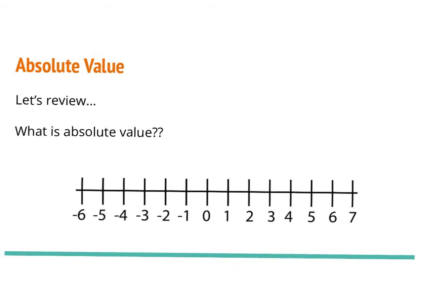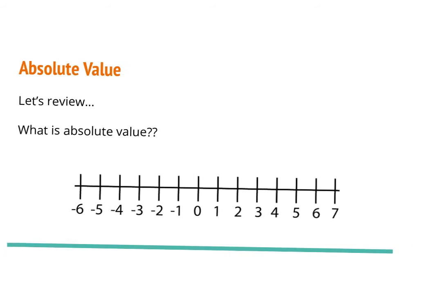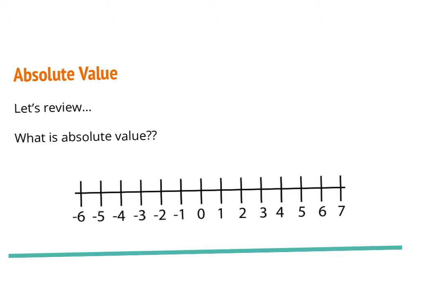Okay, so let's review what is absolute value. Let's take the absolute value of any number, right? Let's take the absolute value of 4. The absolute value is 4. The definition of absolute value is its distance from 0. So let's find 4. Let's put a little dot on it. And its distance from 0 is 1, 2, 3, 4 spaces. So we went 4 spaces to get to 0, so the absolute value of 4 is 4.